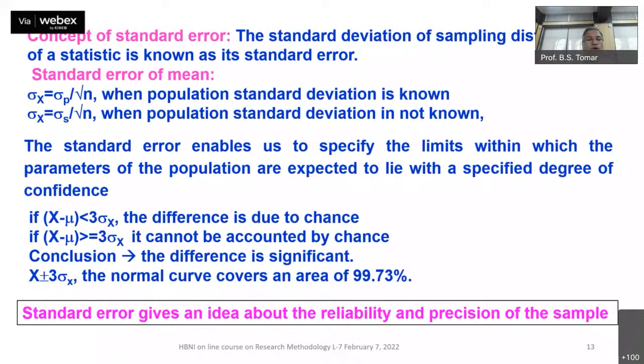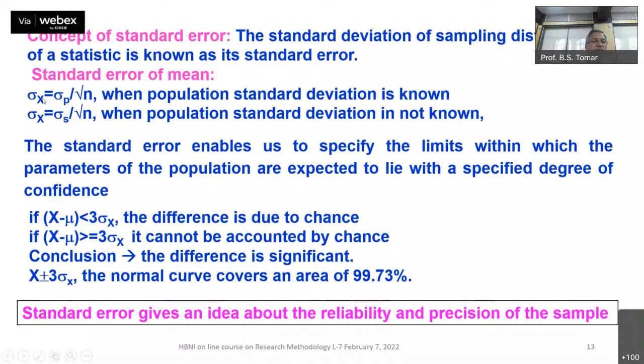So there is a concept of standard error. The standard deviation of the sampling distribution of a statistic is known as its standard error. So from the sampling distribution, we get a mean, and the mean has got an error. That is called the standard error. When we have the standard deviation of a population, we call it sigma p, and the standard deviation from the samples we derive as sigma s.